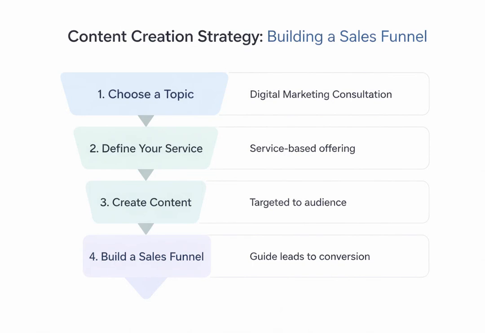Now, let's move into content creation strategy. The instructor lays out a very practical framework here. The idea is not just to create random content, but to build a strategy first and then execute on it. The example topic chosen is consultation for digital marketing services. The point being made is that creating a strategy is the easy part. Actually working through that strategy consistently is what makes the difference. So the process starts with picking a clear topic, then defining what service you're offering, then creating content around it, and finally building a sales funnel to convert your audience into clients.